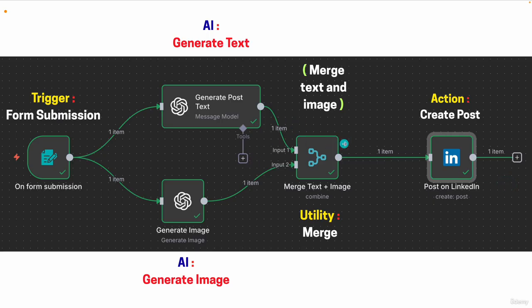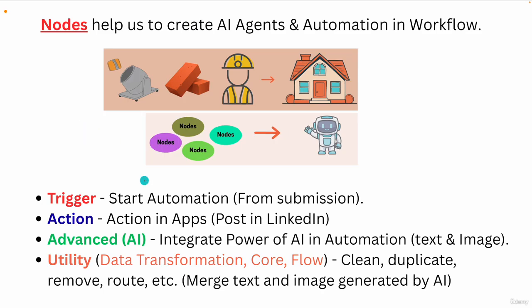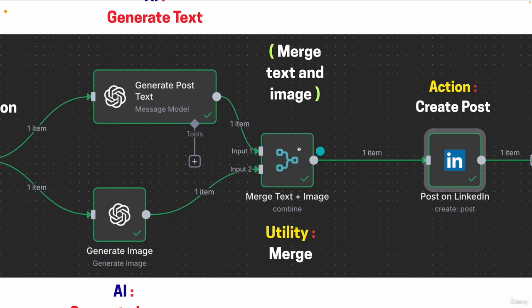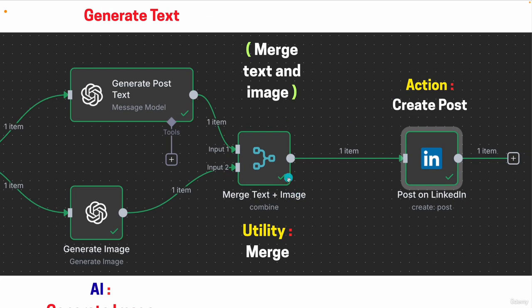Once we have done this, the last part is the action. If you notice here, we have performed the trigger, we have performed the AI action node, and we have also used a utility to merge the data. Now we will perform an action, and actions are always performed in the apps. In our case it will be LinkedIn, and the particular task will be post. That is what we will do now. Once we have got the data merged, we will use this merged data to post in LinkedIn.